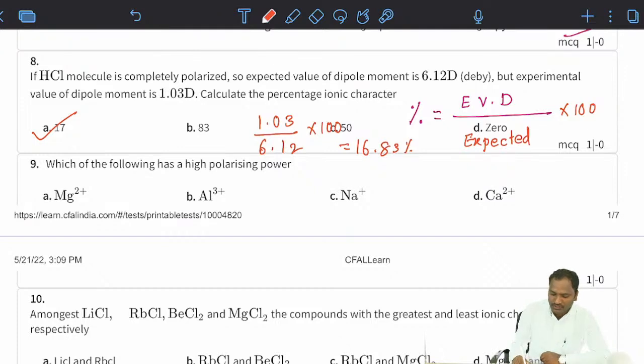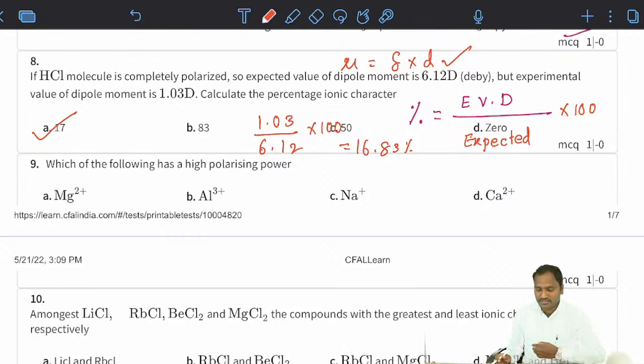Dipole moment formula is equal to magnitude of charge into distance of separation of charges. Sometimes they give bond length and charge. Whatever we calculate from this is called calculated or expected. Experimental they will give. Clear? So 1.03 upon 6.12 into 100.